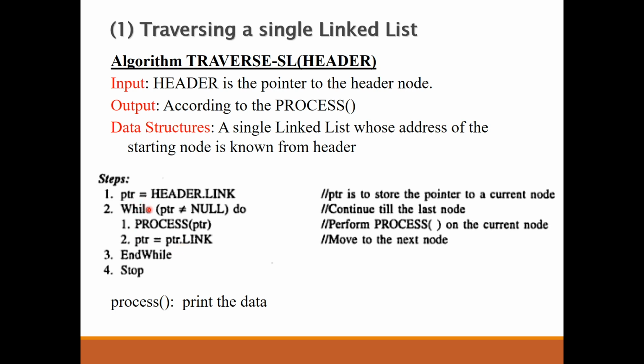Again it comes to the while loop, while PTR not equals null. In this case, PTR will have the null value. So it will exit from the while loop, and thus the process ends. So this is how we traverse a single linked list. That is, we are traversing from the first element till the last element.